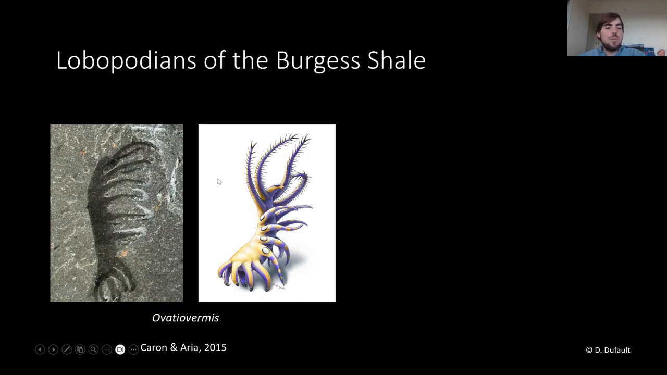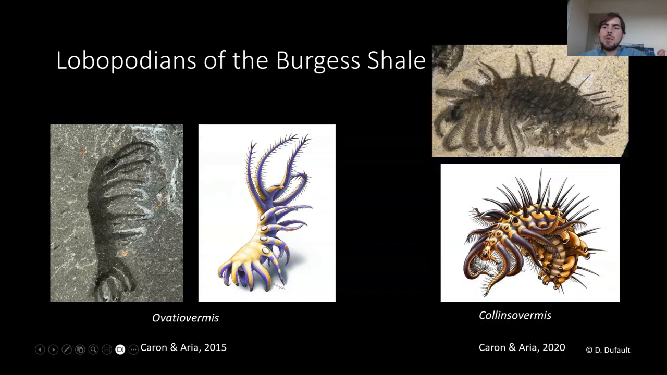We have Ovatiovermis, known from only one or two specimens. And Ovatiovermis has these very elongated limbs with some type of claw here. So we think that this animal was capturing particles from the water column. A similar animal to this one is Collinsovermis, not to confuse it with Collinsomonstrum, which are different animals, all of them Lobopodians. And you can see that it follows a similar pattern. We have the frontal legs with spines to capture particles, and then the dorsal side has very strong spines, such as Hallucigenia. Of course, we think that Lobopodians are either the earliest panarthropods, or they are probably the earliest onychophorans. We don't know exactly.